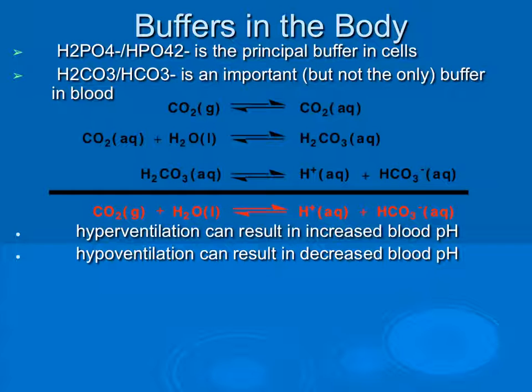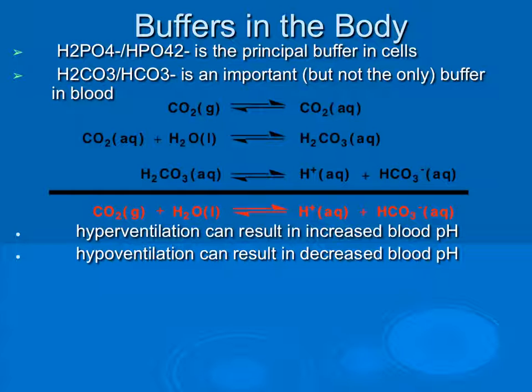But before we can exhale it, it's in your blood in liquid form. It's going to react with water to make carbonic acid. Carbonic acid then dissociates to H plus and the bicarbonate anion. Okay, so what this means is if you hyperventilate, you can actually increase the pH of your blood. Sometimes people get this backwards.